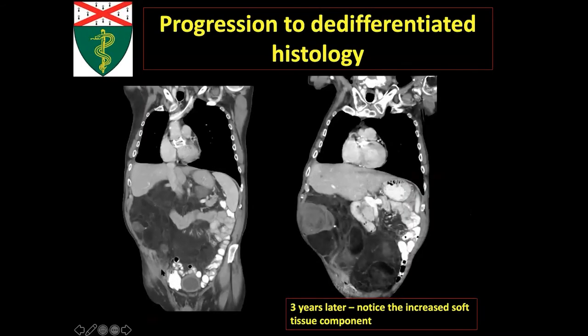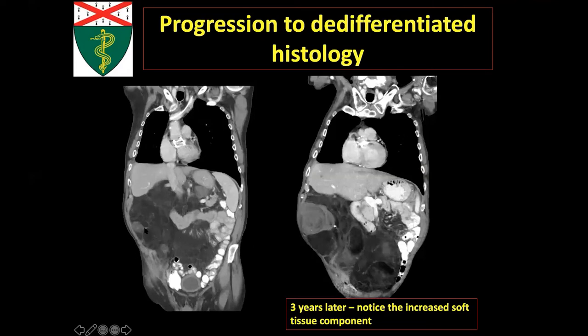Another example over here, coronal CT scan. This is over a course of 3 years, mainly fat-containing tumor with some soft tissue and calcified component. Probably that component was dedifferentiated at this time, but certainly over a period of time, 3 years, grew much larger with the calcium also growing larger.